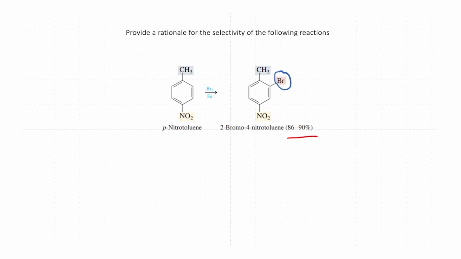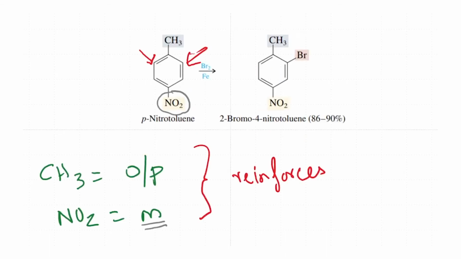In order to address this problem, the strategy that we would adopt is to find out what kind of groups are ortho-para directing and what are meta-directing. So to begin with, let's look at the methyl group. The methyl group is clearly ortho-para directing, and therefore the two red arrows as shown here are going to be the preferred positions for attack. The nitro group, on the other hand, is going to be meta-directing, and also it is going to be directing the bromination at the positions as shown by the arrow.